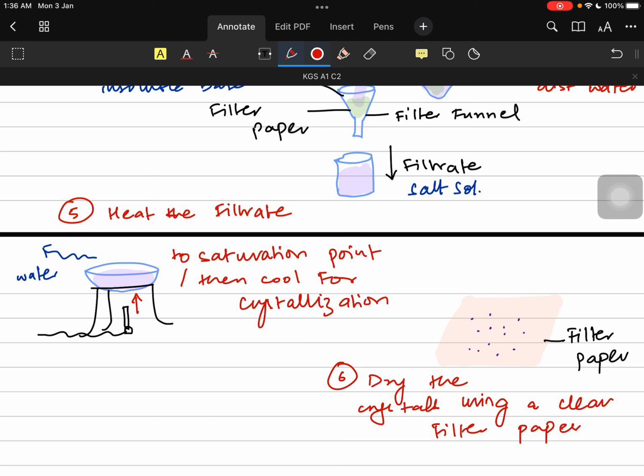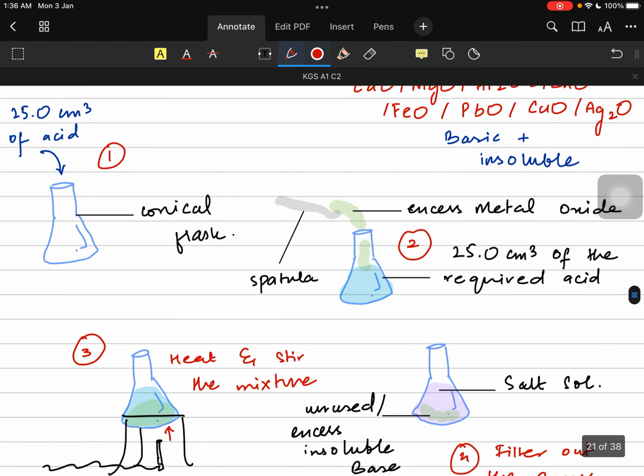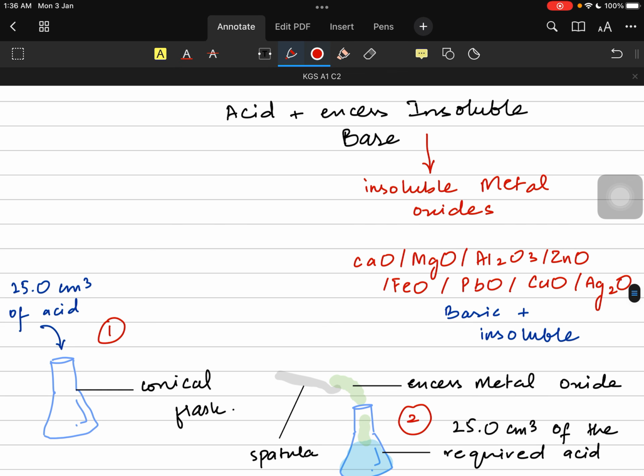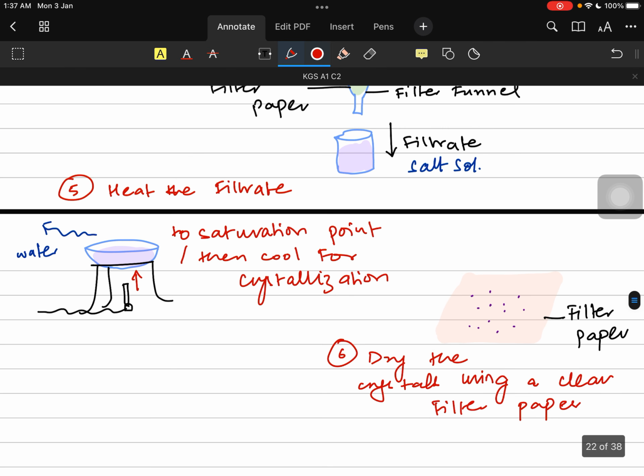So you crystallize it using the saturation point heating, and then you cool it for crystallization, and then finally the crystals appear that you dry within the folds of filter paper. This process goes on when you have an acid and you have excess insoluble base, and obviously when you don't have an alkali to go on with. So let's keep this process in mind, and next video we'll be talking largely about the equations.